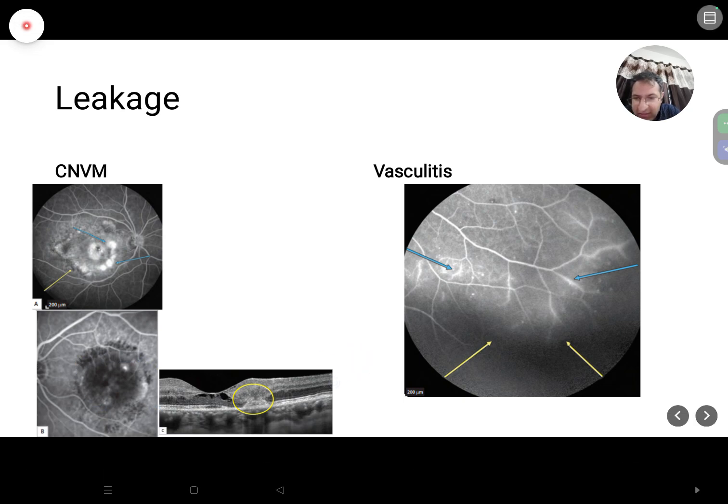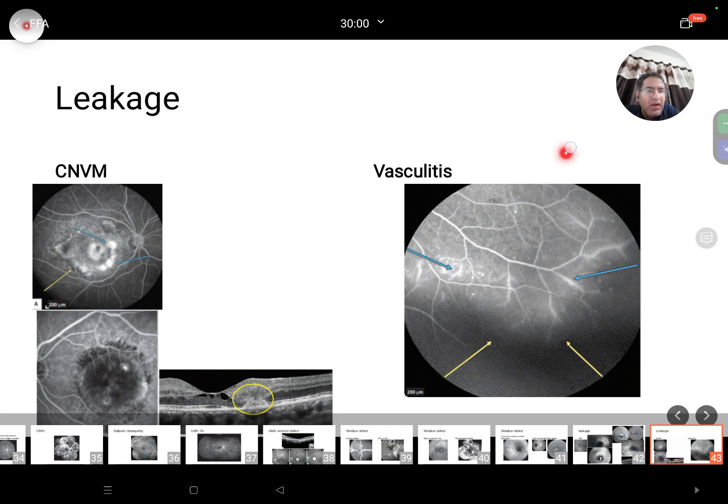This is an example of CNVM, that is RAP. This is the lesion of RAP. We can see some hyperfluorescent dot happening in the retinal vasculature here almost. And the same dot, if we capture on the OCT, we can see there is an anastomosis between the retinal vessel and some choroidal vessel here. So this is the example of RAP lesion.